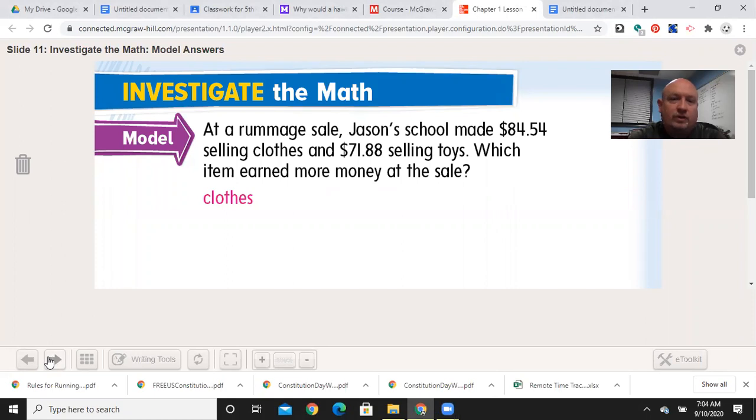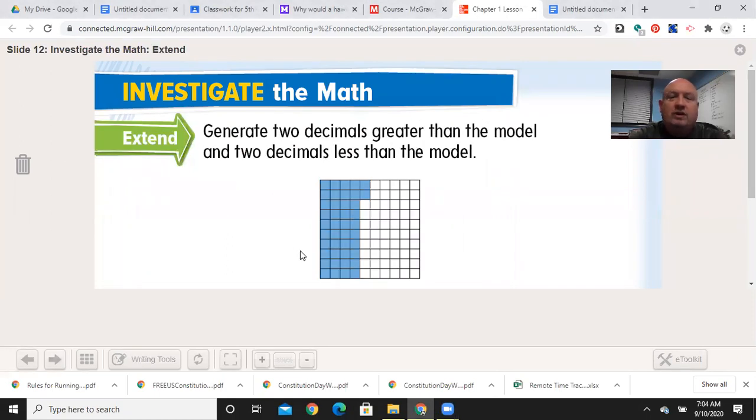And that was closed for the item. Generate 2 decimals greater than the model and 2 decimals less than the model. Well, our first thing we need to do is figure out the decimal value here. And this is in the hundreds, so I know that I'm gonna have a 0 point because there are no full ones. And first, the tens place, and the tens place represents an entire row.